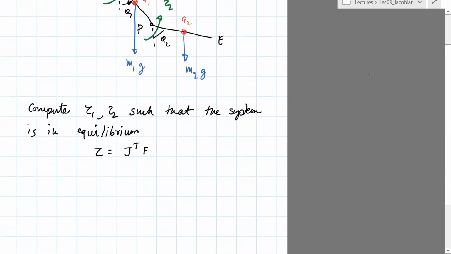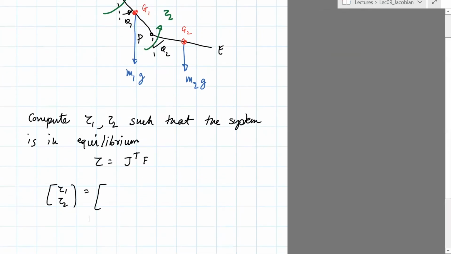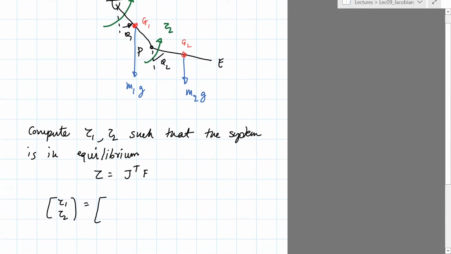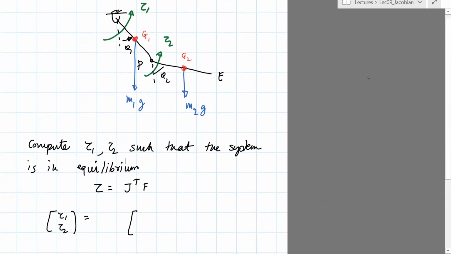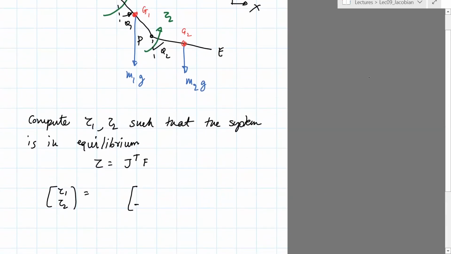Okay, here are the torques. There are two torques, tau1, tau2. Now remember there are two forces here, acting at two different points. One of them acts at G1, one of them acts at G2. So we need to expand that expression for those two points. So the first force is at G1. Let me define the axes, X, Y. The first force is in the negative Y direction, so M1G. But then that should act with the Jacobian.